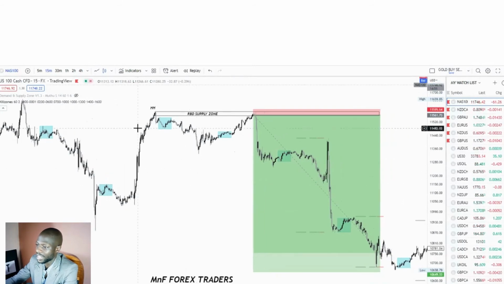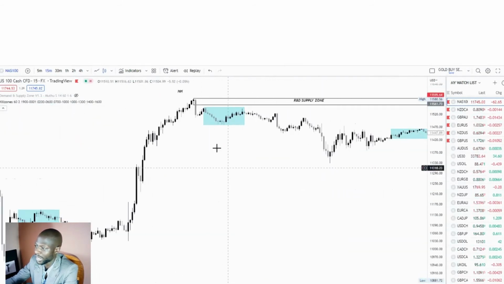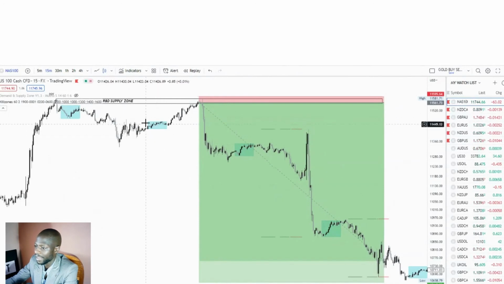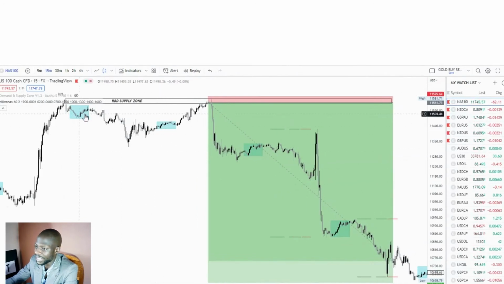So you can clearly see here we have a rally based drop supply zone, and look at that beautiful candle right there that broke structure. So we have this candle that broke structure right here. Now look at this. We had an Asian session right here, and it didn't cause a lot of movement, right? So price just continued to drop to the downside.